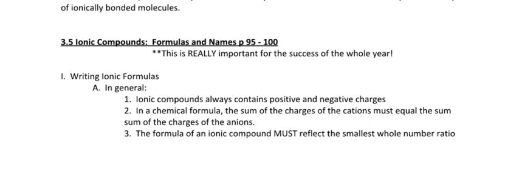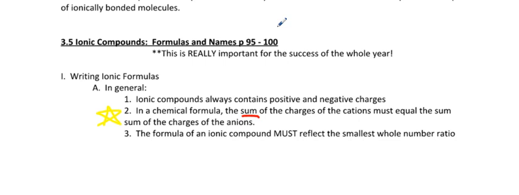All right, so let's see what the notes say. Ionic compounds always have positive and negative charges. So number 2 is huge. If you can, star this. In a chemical formula, the sum, what's a sum? That's when you add them up. The sum of the charges of the cations must equal the sum of the charges of the anions.